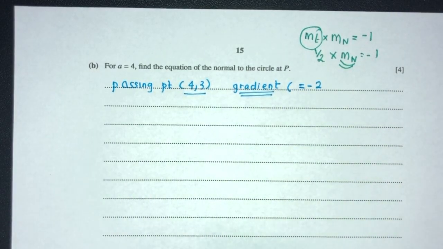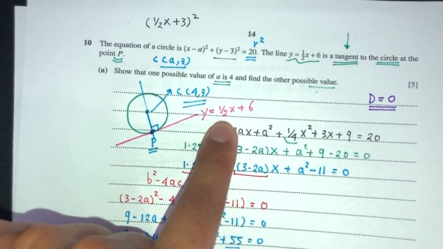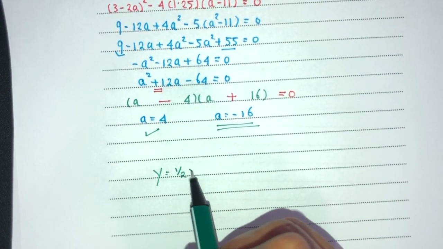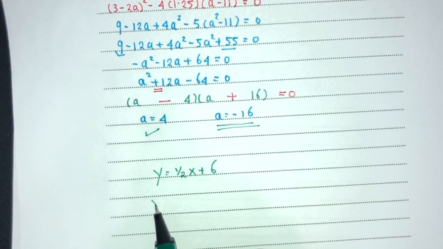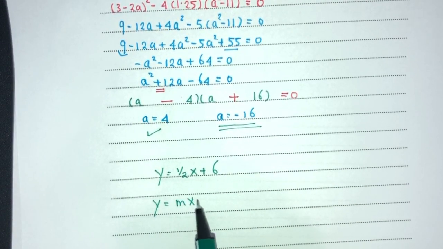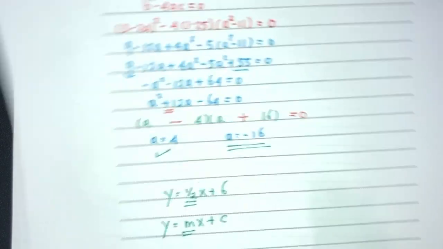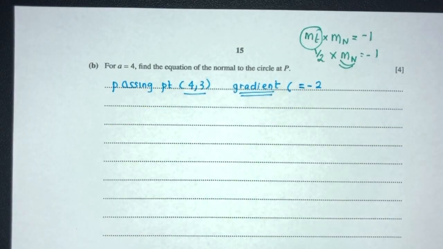Now how do I know it's half? Because you can see here the equation of your tangent is y equal to half x plus 6. By comparison with y equal to mx plus c, you can see here we have the gradient, and this is the gradient of your tangent. So now we have these two, we can just use our formulas here to find the equation of that line.